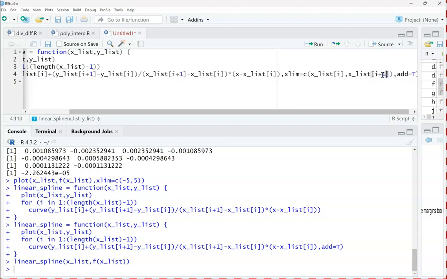It should be at 1. Just trying to zoom in a little bit so you can see it. I only want this piece of the function graph from the x value at i to the x value at i plus 1.